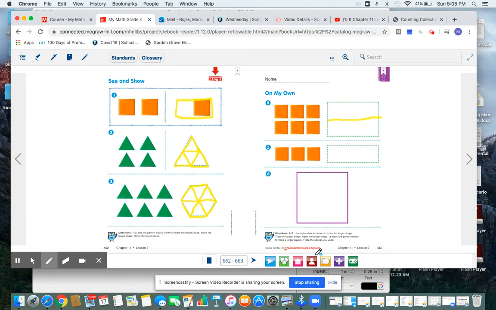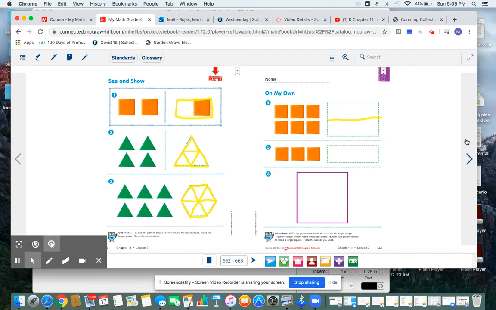Okay, for number 6, you're going to use whatever shape you want to create. Actually it says 9, so I would tell you to just use 9 squares to create this big square. Remember the video, I kind of gave you a hint. How many little squares did they use to create this big square? Go ahead and if you need to, look back at the video.